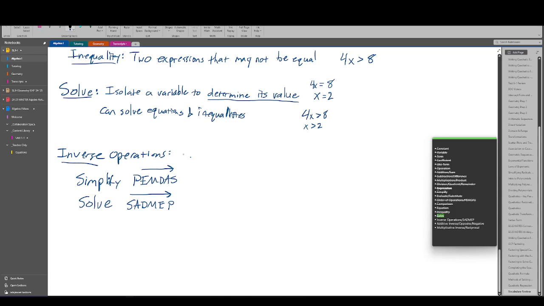So inverse also is called opposite operations. So our inverse operations, if we have adding, I'll write it in words, adding is opposite to subtracting. Multiplying is opposite to dividing.